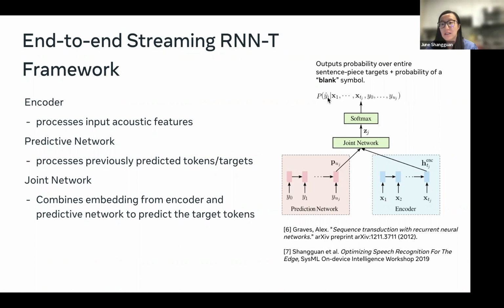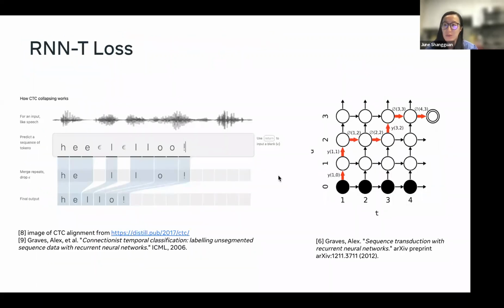The symbol here can be alphabets. If you're looking at graphemes, it can also be sentence pieces, which means that in NLP, you can have word pieces, parts of the words, and that's what we are looking at today. We'll have sentence pieces as the target plus a blank symbol to indicate silence or no emission. So the RNNT itself is really a beautiful combination of language and acoustic model. So now let's look at the RNNT loss.